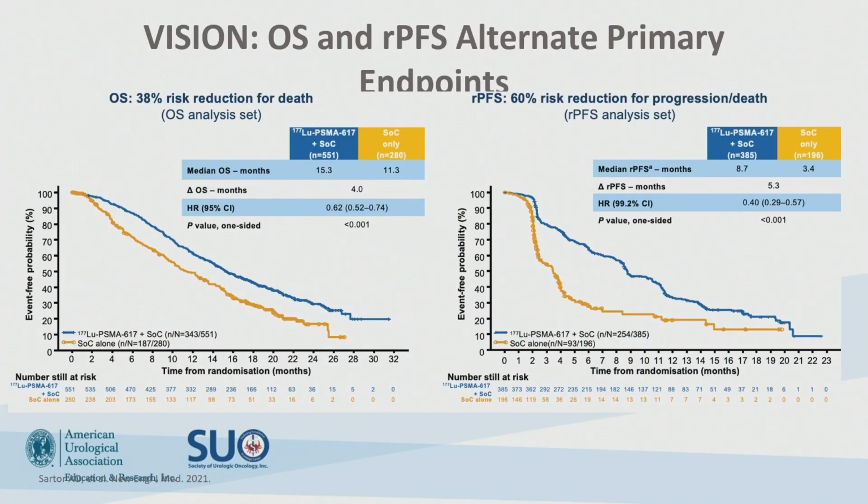All right, so the primary endpoints here were alternate primary endpoints of overall survival or radiographic progression-free survival, and hands down, Pluvicto beat the standard of care arm. So Pluvicto in combination with the standard of care beat the standard of care alone. This was true in both overall survival and radiographic progression-free survival.